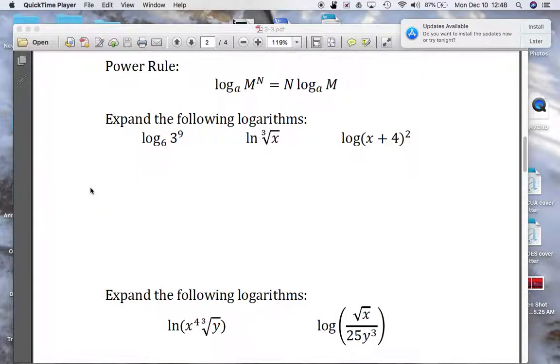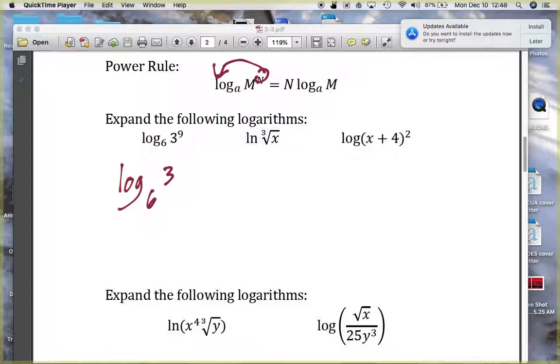Okay, the power rule changes powers to multiplication. So it takes that power, whatever it is, and drops it out front. So log base 6 of 3 to the 9th would be the same as 9 log base 6 of 3. And remember, cube roots are the same as fractional powers, so that'd be the same as that. And this one, and it would be that.